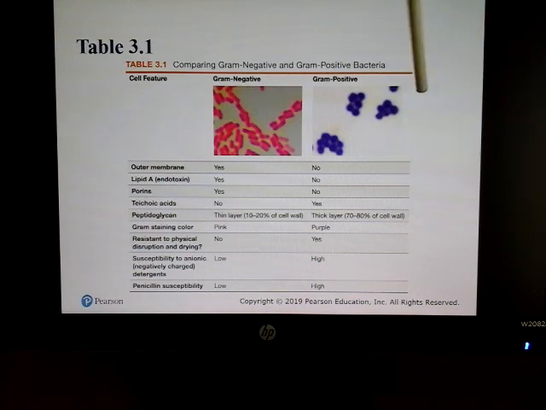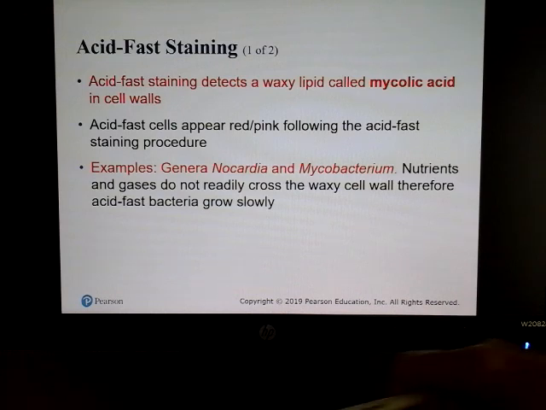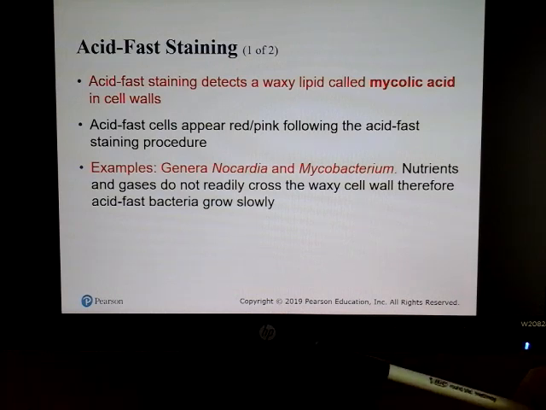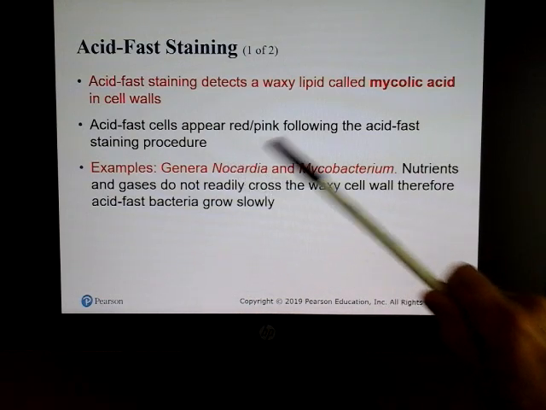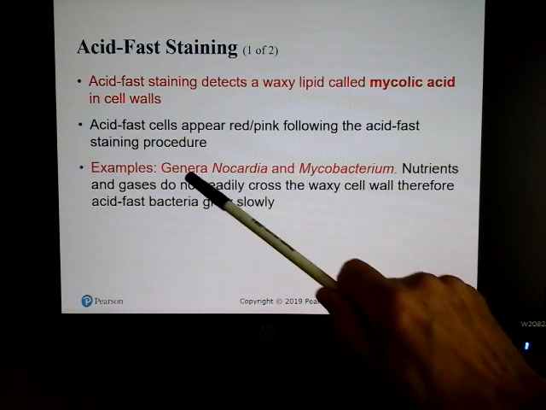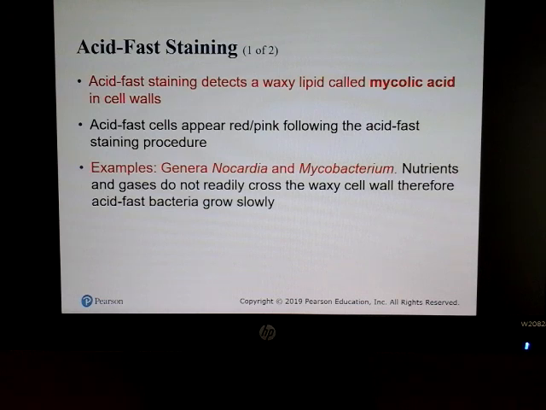So when you do gram staining, you're going to see, as I mentioned, gram-negative have this nice pink color, and gram-positive have a nice dark purple color. Acid-fast will detect mycolic acid. Please know, for your exam, that there are two genera of bacteria that are considered acid-fast. Those are Nocardia and Mycobacterium. And TB and leprosy are considered Mycobacterium.